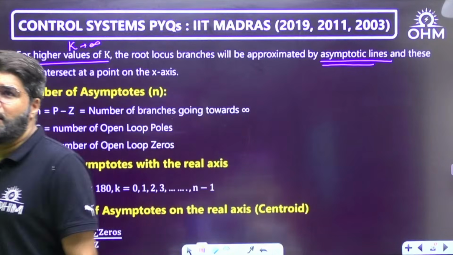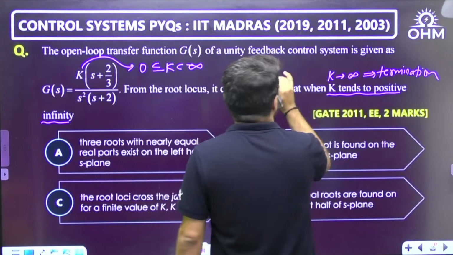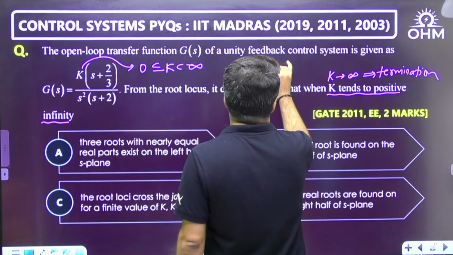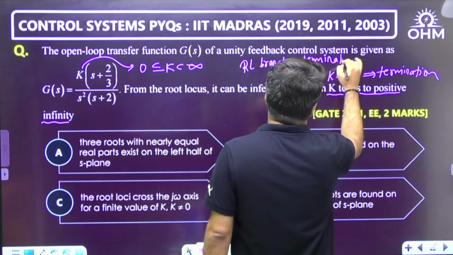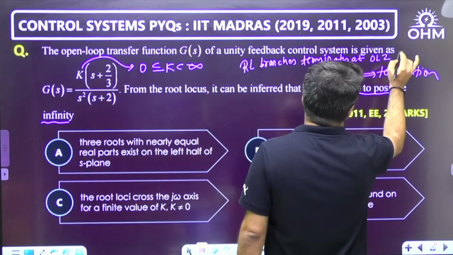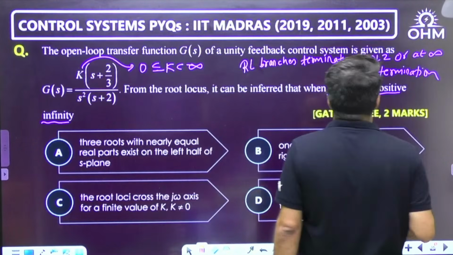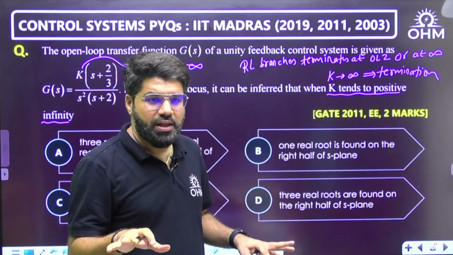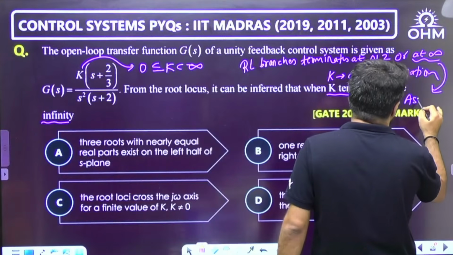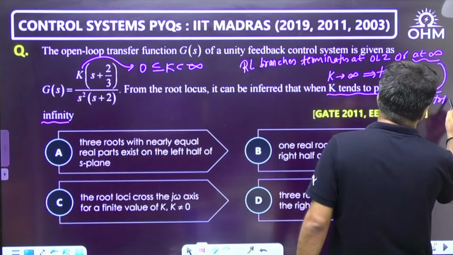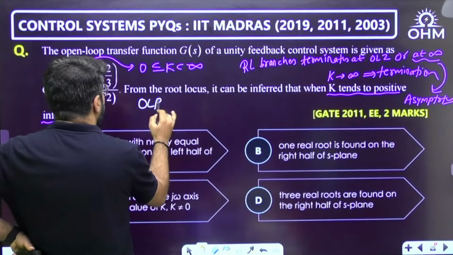So if you think about that termination, the root locus branch terminates where? This is also something we must know: the root locus branches terminate at open loop zeros or at infinity. Okay, at either the open loop zeros or at infinity. And for the branches which are going towards infinity, we need asymptotes.